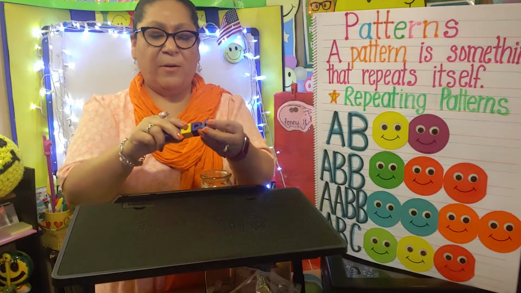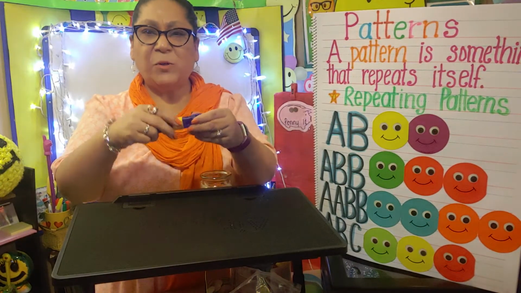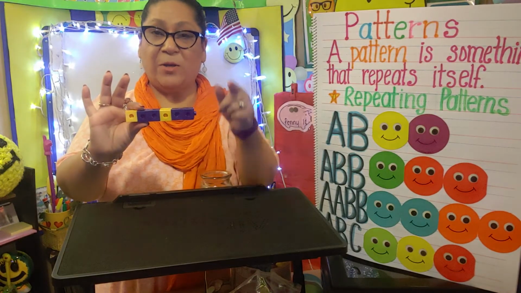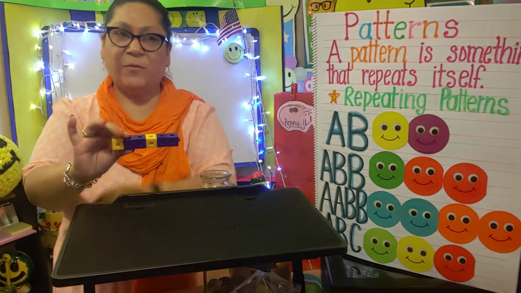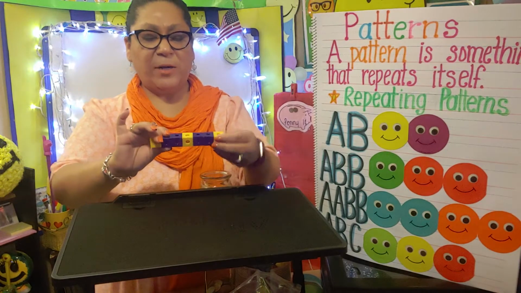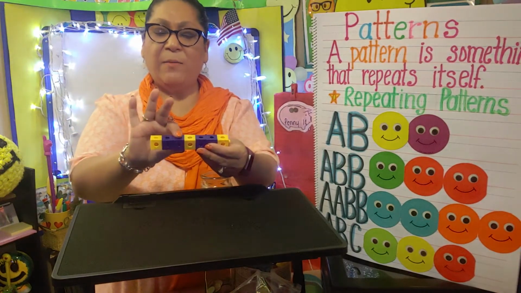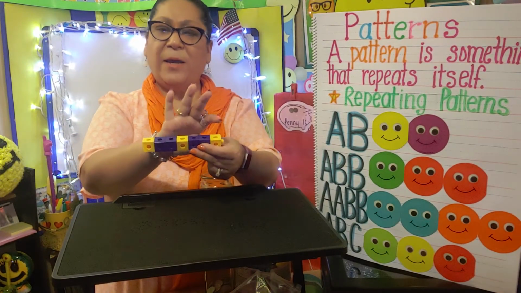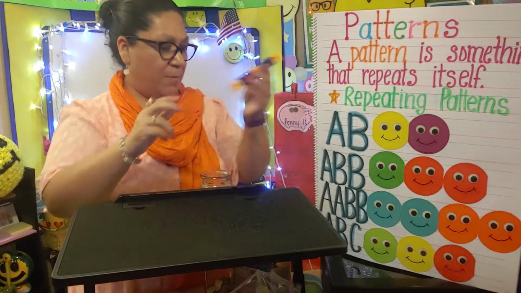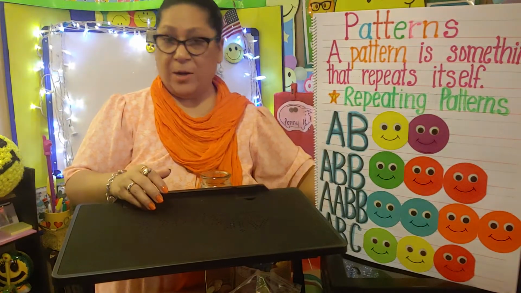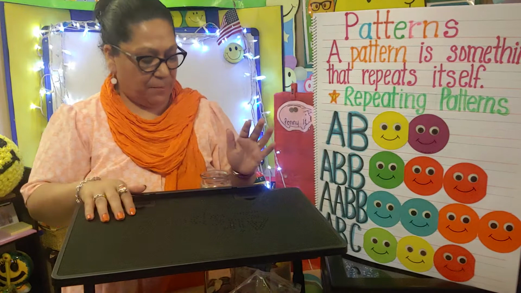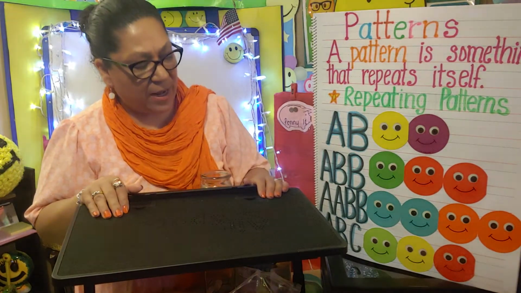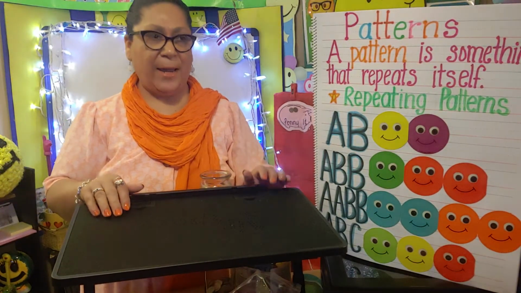ABB pattern. Which one is next? Tell me which one is next. Did you say the yellow one? Well, yes. Of course you did because you are so smart. And we say ABB. ABB. We'll keep on going, but we're not going to. You keep going, okay? Now we have a different pattern, AABB.